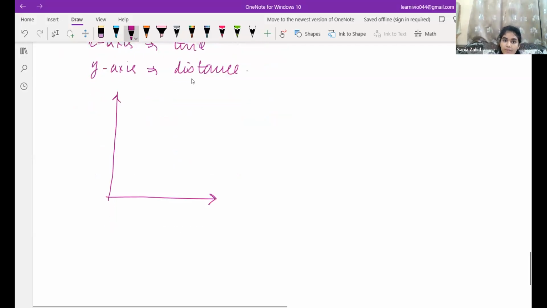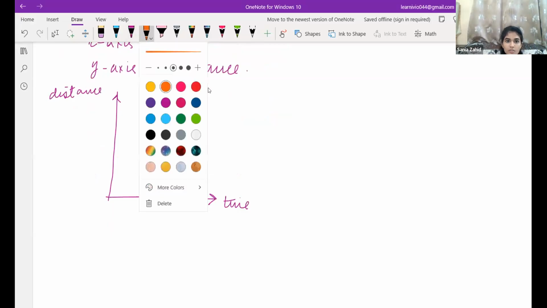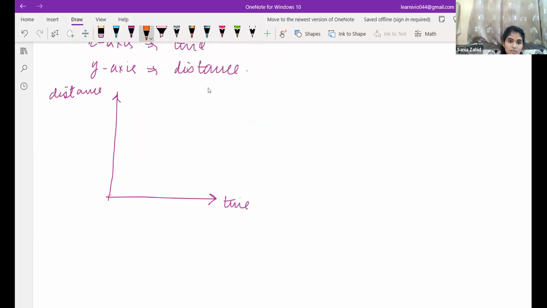Okay, so here you have the time, here you have the distance, and let's suppose you have a straight line like this. So this line is the slope now, right? This line is the slope. So slope of distance time graph.